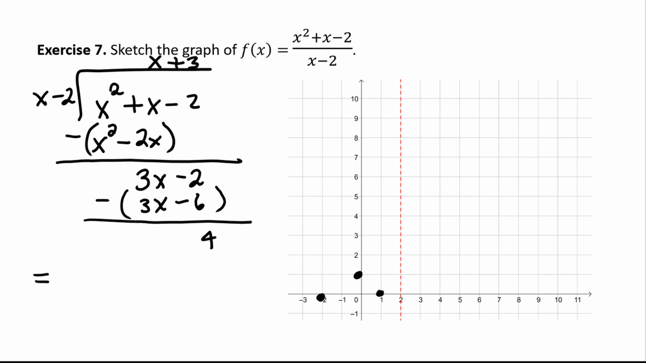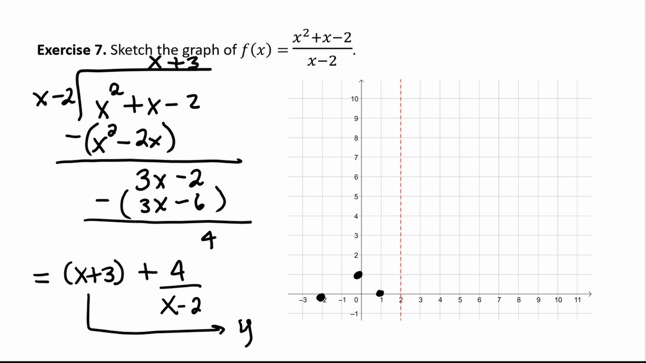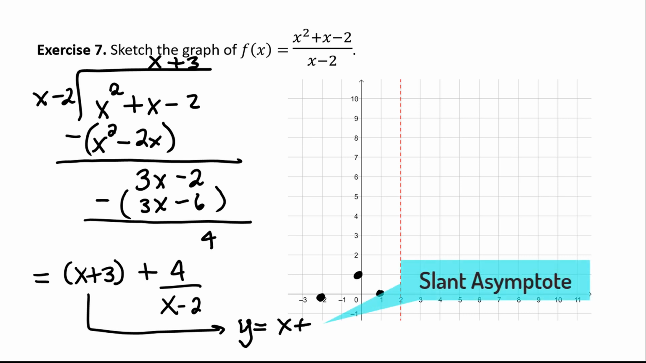Using the division algorithm, we get that the quotient is x plus 3, and the remainder is going to be plus 4 divided by x minus 2. Let's observe that the x plus 3 gives us the slant asymptote. The equation y equals x plus 3 gives us the slant asymptote. That's a y-intercept at 3 and a slope of 1. Let's draw that.